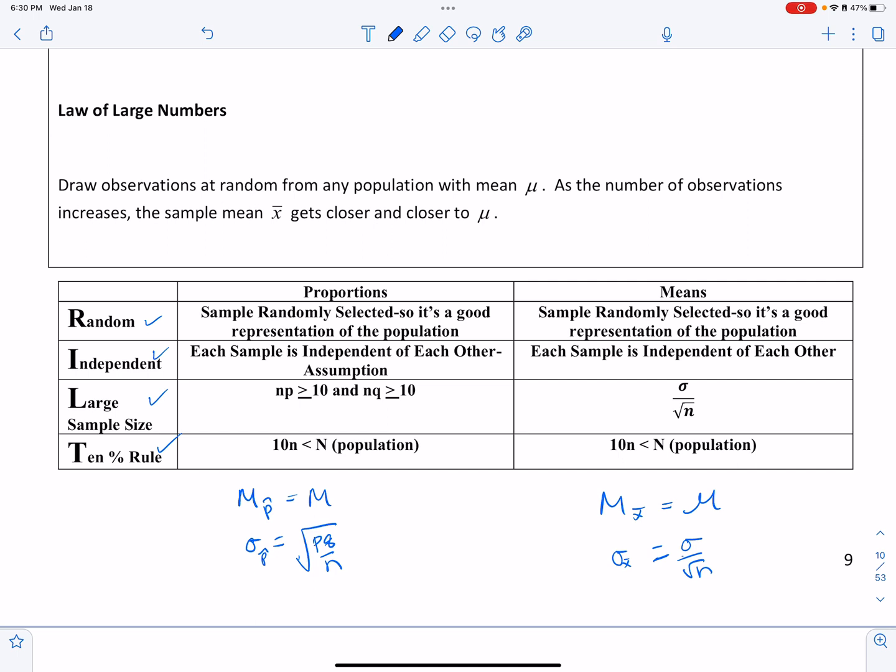So let's look at RILT. R, simple, this is identical. It means randomly sampled, so it's a good representation of the population. Remember, we've talked about that before. I don't have to have a random sample; I have to have a good representation of the population. However, if I take a random sample from the population, typically I get a good representation of the population. So it's the easiest way to get one. If your problem says it's randomly sampled, or says it's a good representation of the population, or there are other things that make you believe that, then you are set with that condition.